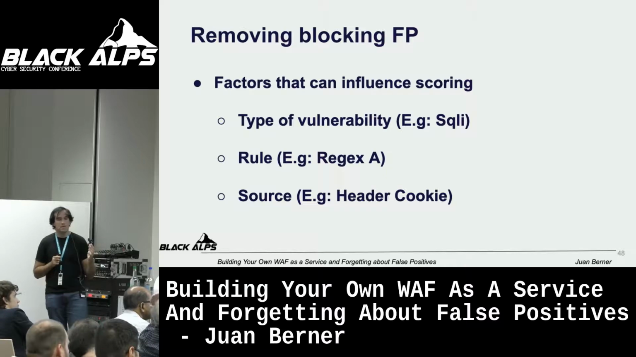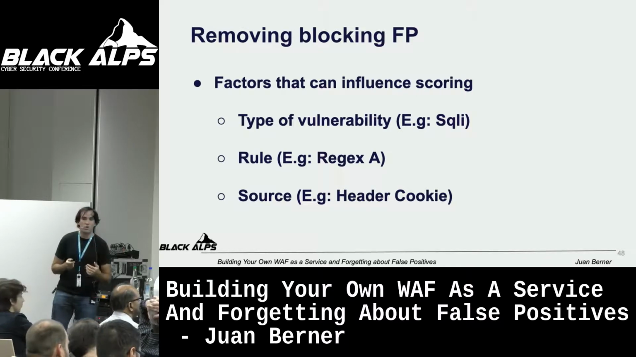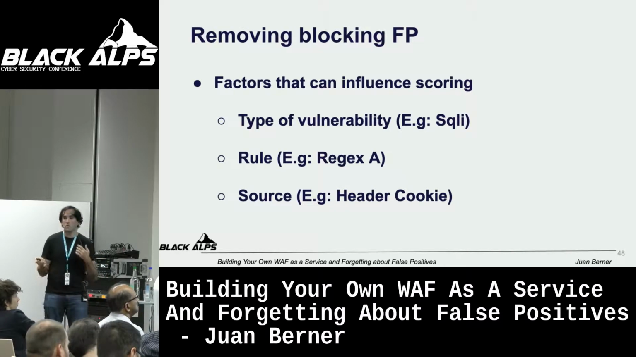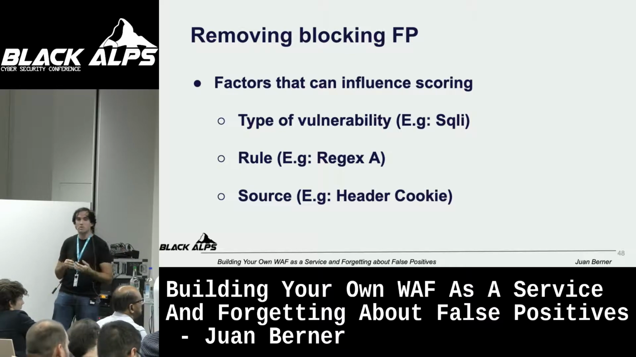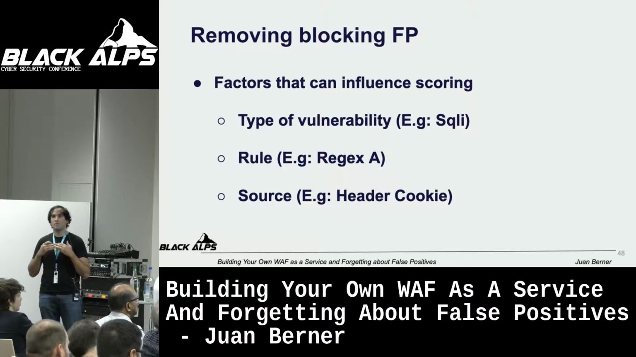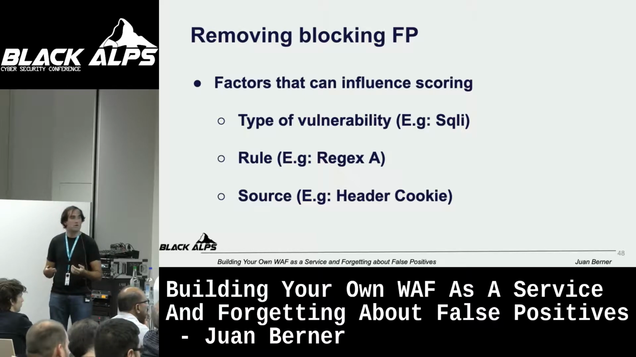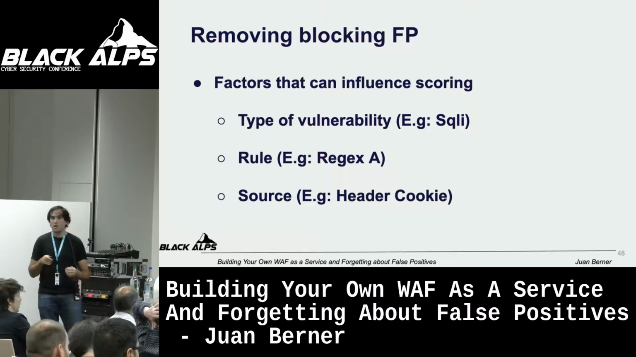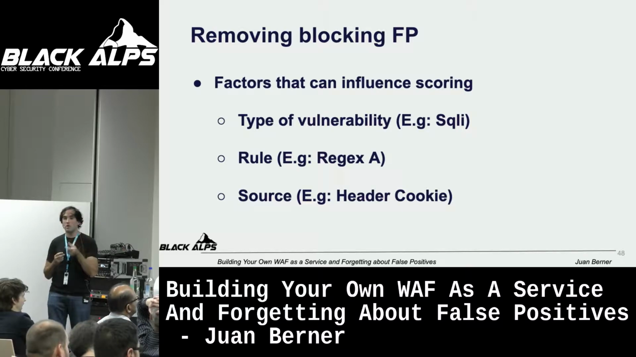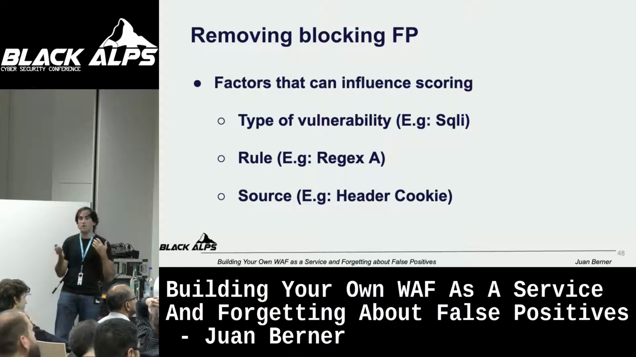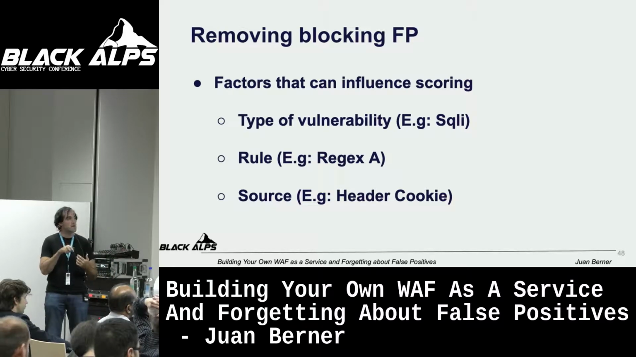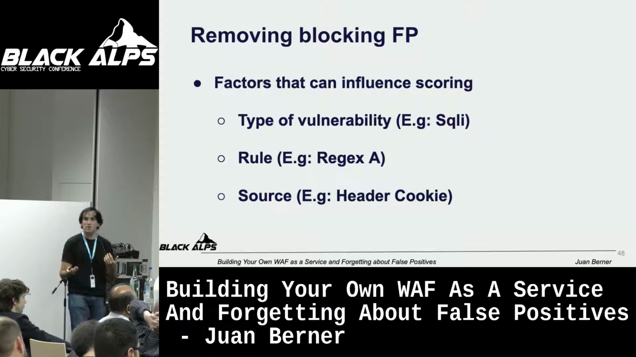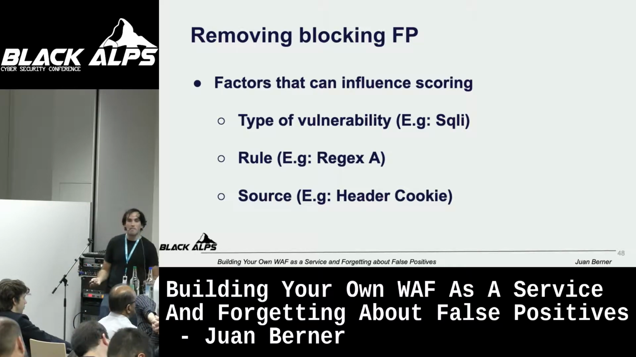And these are the factors that can influence the scoring. So you got the type of vulnerability. Different types of vulnerabilities like remote code execution, SQL injection, XSS have different probabilities of creating a false positive. Then the rule. One regex can work worse than a different regex. And of course the source, because it's not the same getting it on the payload than getting it on the cookie. The probability of the rule triggering a false positive for that type of vulnerability can change drastically based on that. And this is all information that you already have, because you're already collecting this all as part of the out-of-band mode.